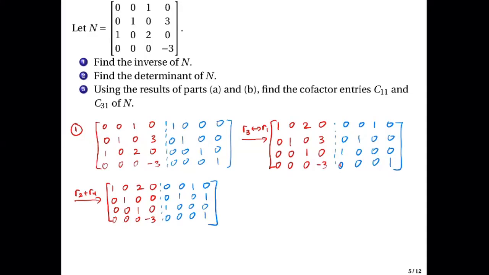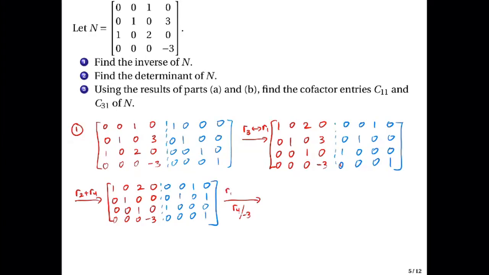And then now we're ready to make this a leading one. And at the same time, I will make this 0. By doing those two steps, we'll have the identity on this side, and therefore we will have the inverse on this side. So we will have row 4 divided by negative 3, and then row 1 minus 2 row 3.